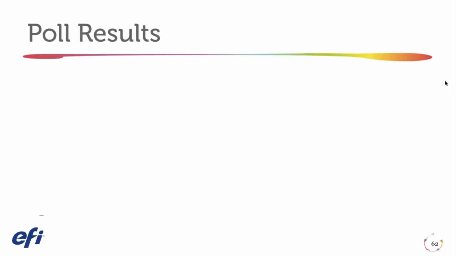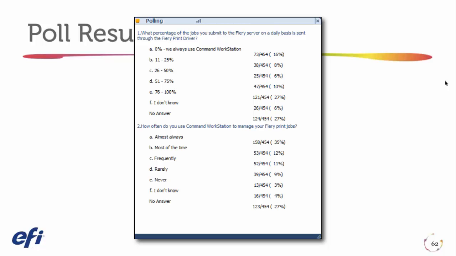So let's go ahead and pull up the poll results, see what we've got. All right, let's take a look. So, looks like we have a mix here of how they are sending the job to print, and also quite a mix on usage of Command WorkStation.